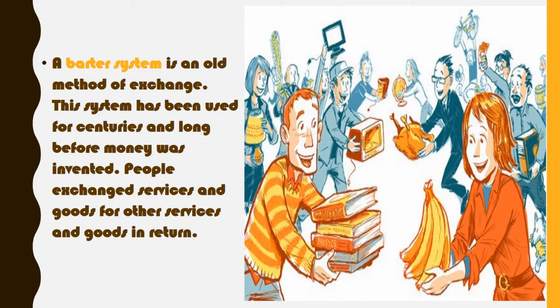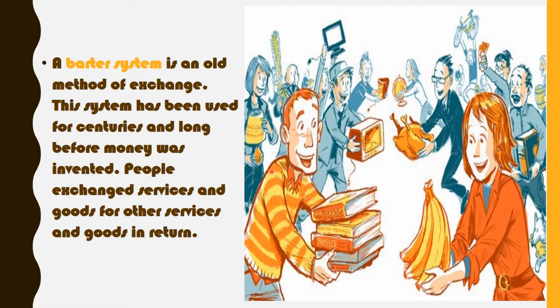So kids, what is a barter system? A barter system is an old method of exchange. This system has been used for centuries and long before money was invented. People exchanged their services and goods for other services and goods in return.